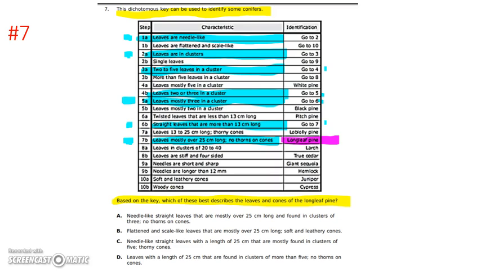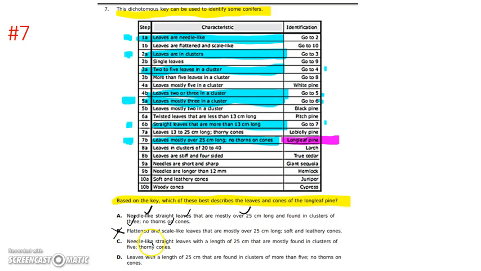So let's read the answer choices. A says, needle-like straight leaves are mostly over 25 centimeters long. So yes, yes, and yes. Found in clusters of 3, no thorns on the cones. That sounds pretty good. Let's read the others. B says flattened and scale-like. We never saw anything like that.